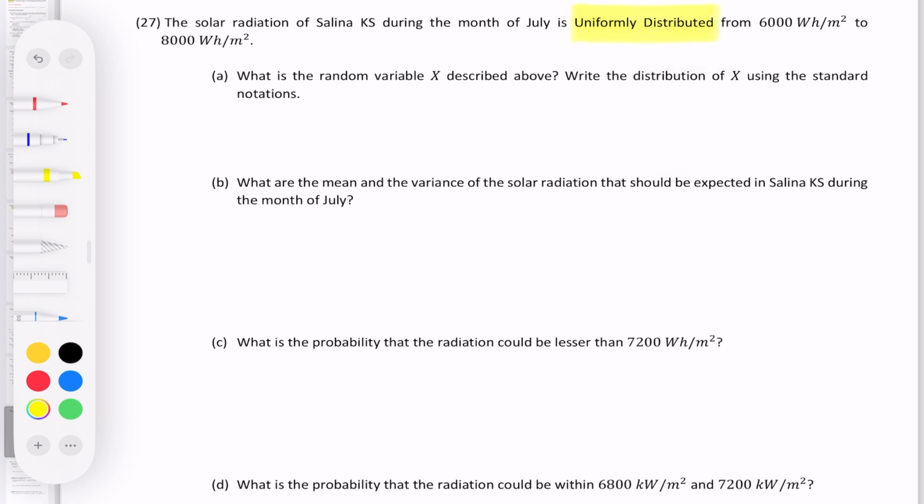Part A. What's the random variable x described above? Write the distribution of x using the standard notations. Clearly, the random variable x is the solar radiation of Salina, Kansas during July. So we can write down the definition of x as that the random variable x is equal to the solar radiation of Salina, Kansas during the month of July. That is the complete definition, but for simplicity I will just write it as x equals solar radiation.